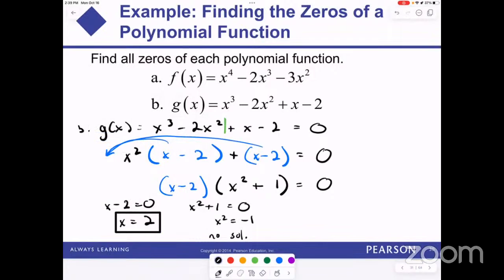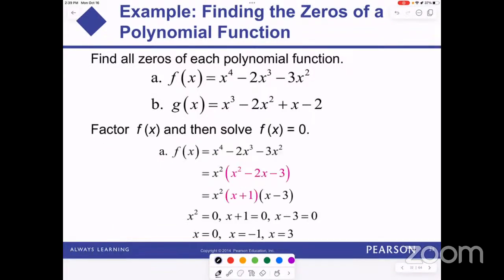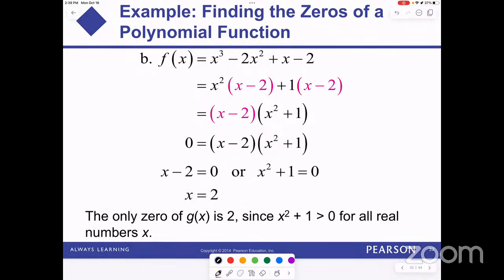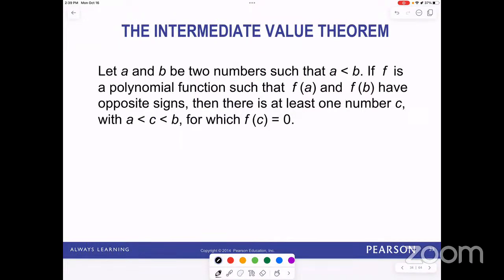Okay, 0, negative 1, and 3. I think that's what we got for the first one, and we only got 2 here. Let me see what's on the next one. All right, I'm going to leave the rest as an exercise for you.